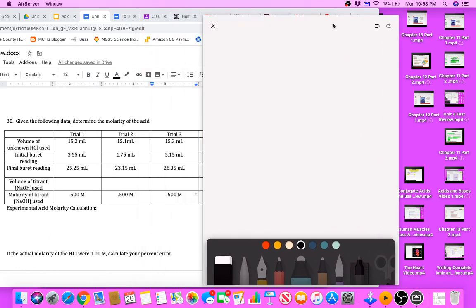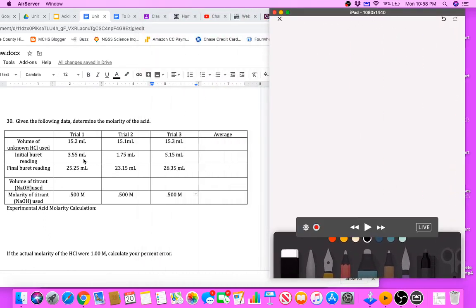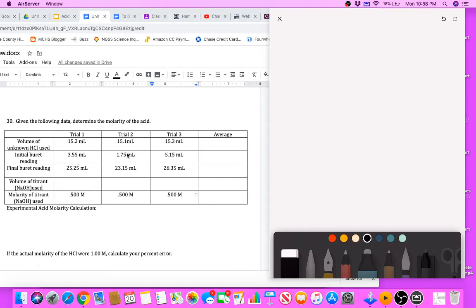So the first thing we need to do then is calculate the initial and final reading. And notice here, guys, I've done 3 trials, but she told you on the video that 2 trials are probably going to be sufficient, but if for some reason the 2 trials give you very different numbers as far as the amount of titrant that you used, then you might need to do a 3rd trial as well. So that's why I have 3 trials here.